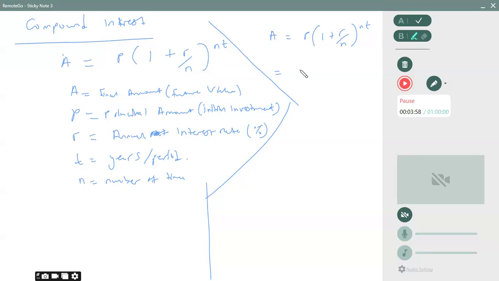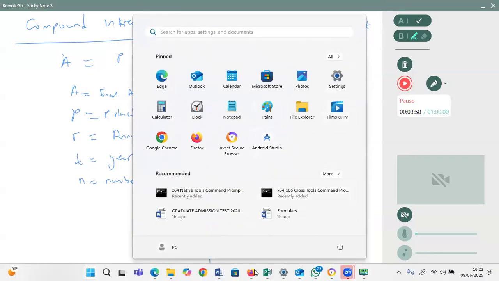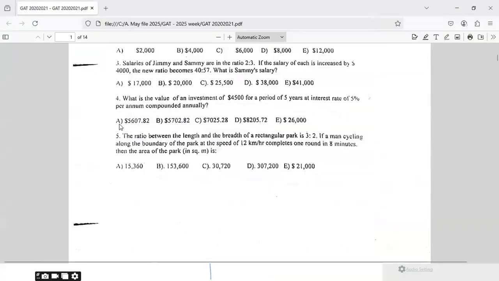So we are looking at compound interest. I don't know where maybe you left us, but we are looking at question number 4. It's about compound interest. Maybe catch up from here. What is the value of an investment of $4,500 for a period of 5 years at an interest rate of 5% per annum, compounded annually? I have told your colleagues that for this kind of question, we are not going to use simple interest, but compound interest.